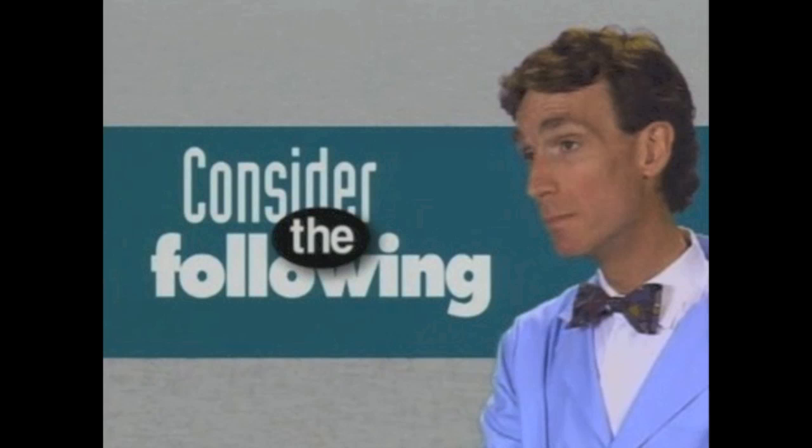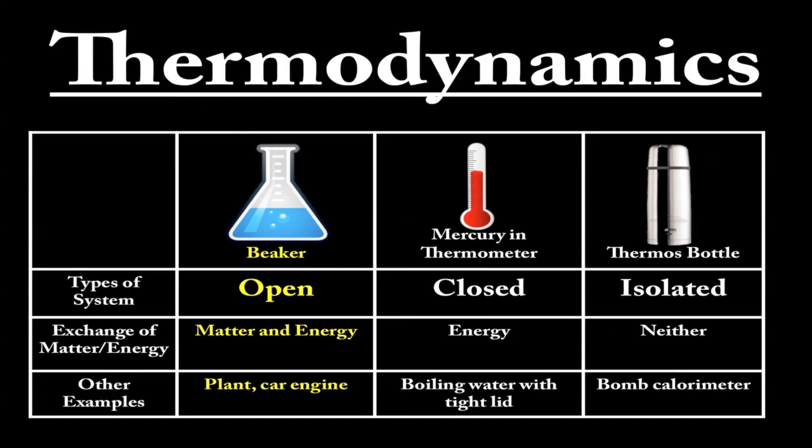But consider the following systems. In this chart, we have open systems which can exchange both matter and energy. Examples include plants or car engines. Closed systems can only exchange energy, so such an example would be boiling water with a tight lid. The third system, isolated system, can neither exchange matter or heat. A bomb calorimeter is a commonly used example.